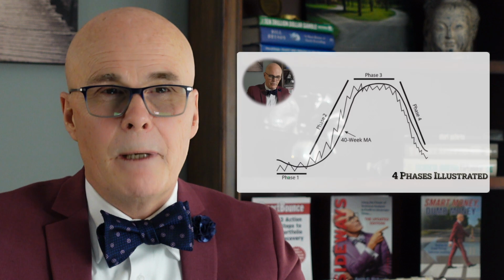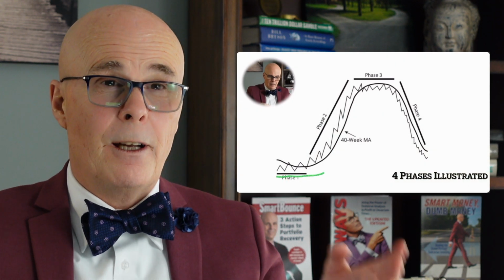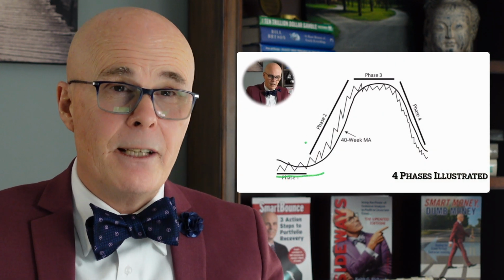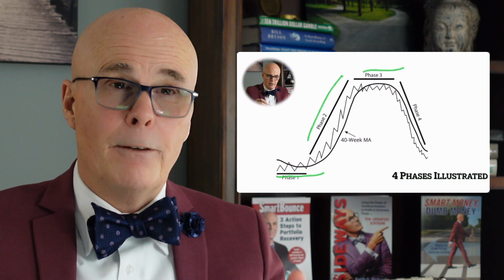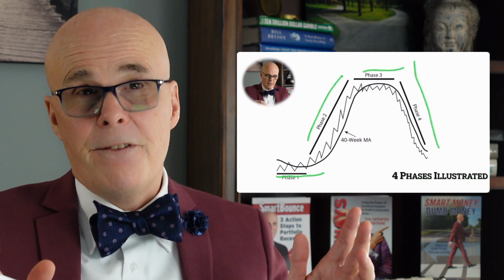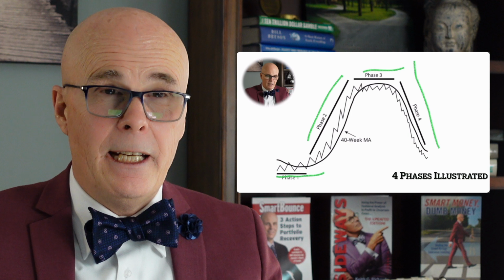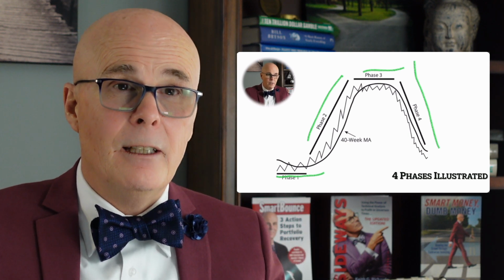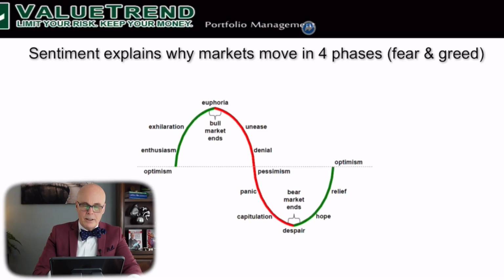Now, you guys will remember if you've watched the first of my technical analysis basics videos, I talked about the 4 phases of the market. Well, those phases are explained by the sentiment cycle. Investors move from periods of extreme fear to extreme greed, and you can see on this chart here, when markets are going up, we usually move through a period of optimism, enthusiasm, exhilaration. As we make more and more money on the market, we get more and more optimistic.